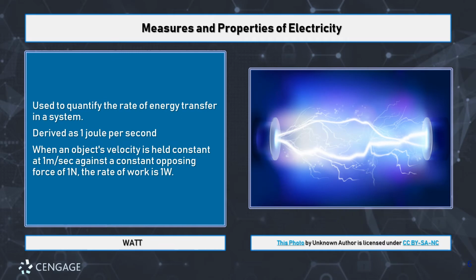Watts are used to quantify the rate of energy transfer in a system or power consumption, as I said. Derived as 1 joule per second. This is when an object's velocity is held constant at 1 meter per second against a constant opposing force of 1 Newton, and it generates 1 watt per cycle. So if we're talking about per second, as we have here, 1 meter per second against 1 Newton generates 1 watt.